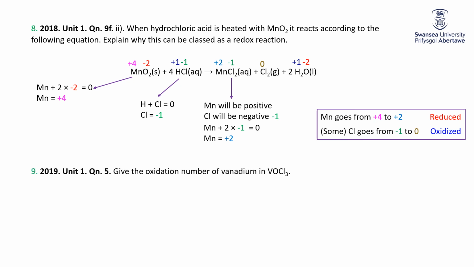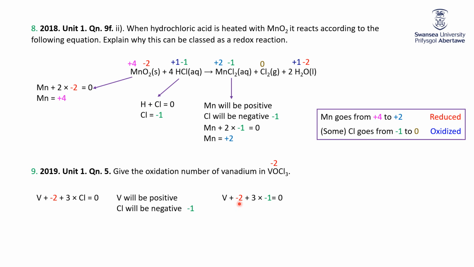Finally, in this section, oxidation number of vanadium in VOCl3. Well, the oxygen's minus 2, so let's pull that out easily enough. Vanadium is a metal, chlorine is a non-metal. Chlorine is therefore more electronegative. It will be negative oxidation number, just as was the case up here. If there's nothing stopping it, chlorine will be minus 1.